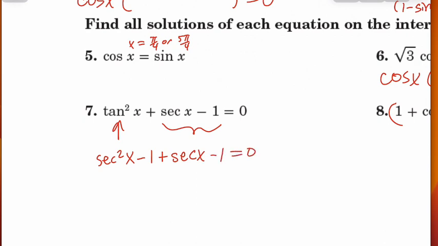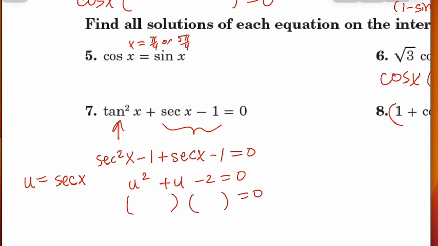Now, once you get all of the trig functions matching, let u equal that trig function. And then let's put it in descending order. And let's see if it's factorable. Well, they were nice to us. They let it be factorable. And we get, in factored form, u plus 2 and u minus 1.